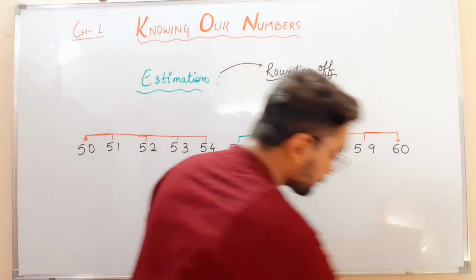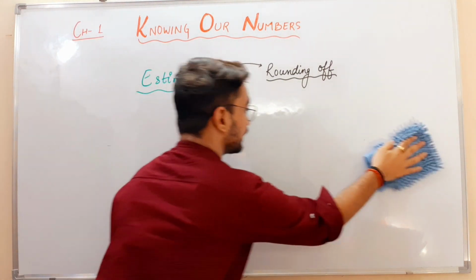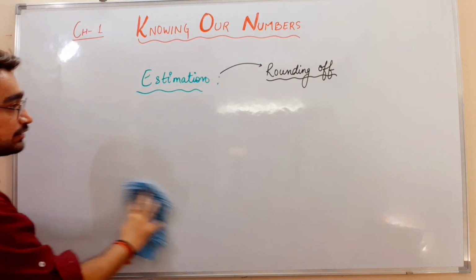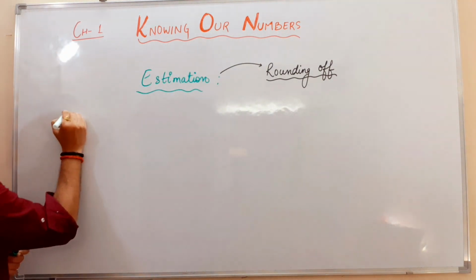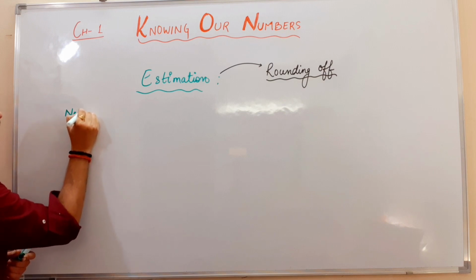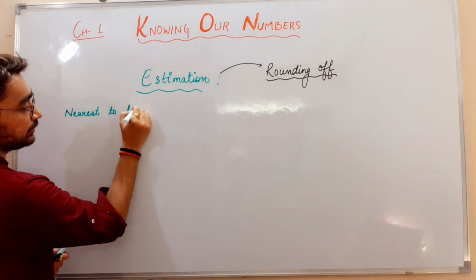Now let us see how to do the three types of rounding off: nearest to tens, nearest to 100, and nearest to 1000. First is rounding off nearest to tens.